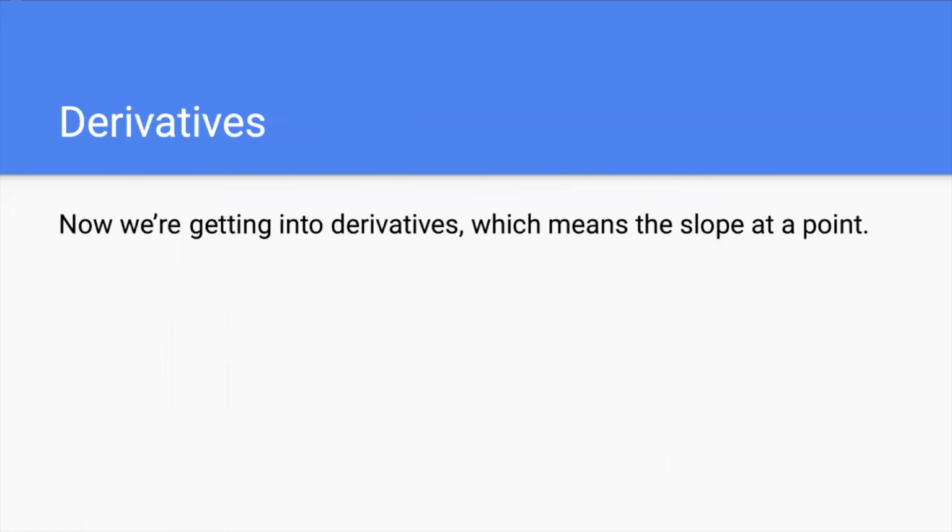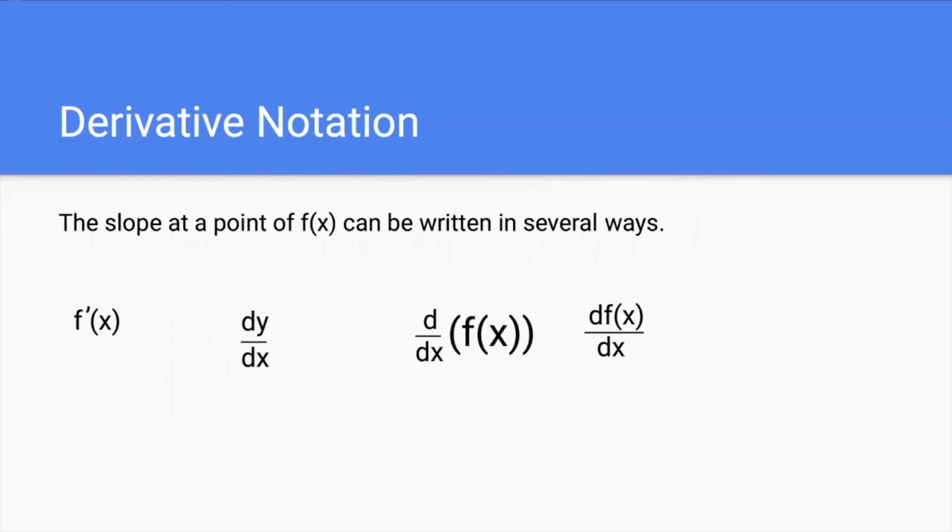All right, now we're diving into derivatives, which means the slope at a point. There are many ways to write derivatives. So the first way is f prime of x. The second way is dy over dx. The third way is d over dx of f of x. The fourth way is d of f of x over dx. And keep in mind that d means delta in general. And these last 3 ways are pretty similar. So this is actually not that difficult to remember.